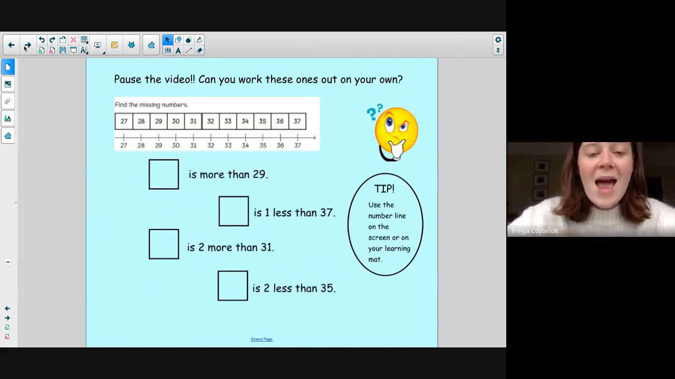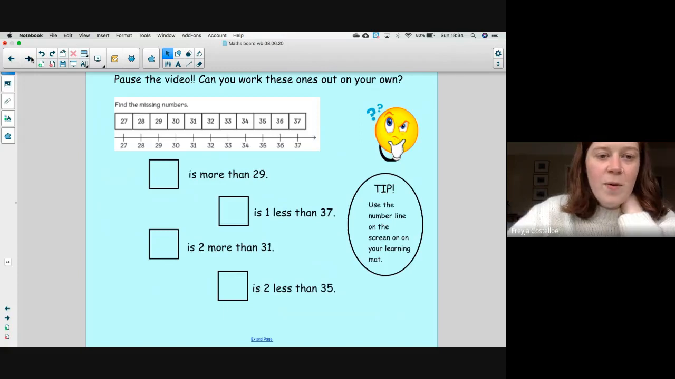Pause the video and see if you can work these ones out on your own. Use the number line here on the screen or the number line or the 100 square that you have on your learning mat to help you, okay? Off you go.